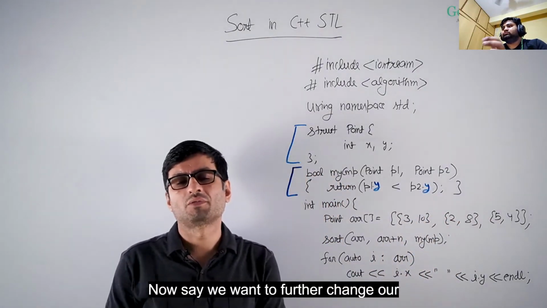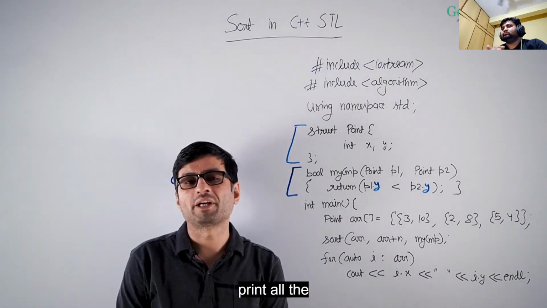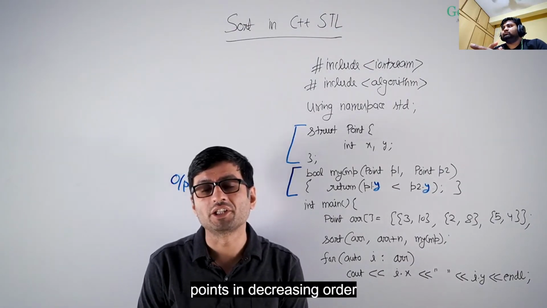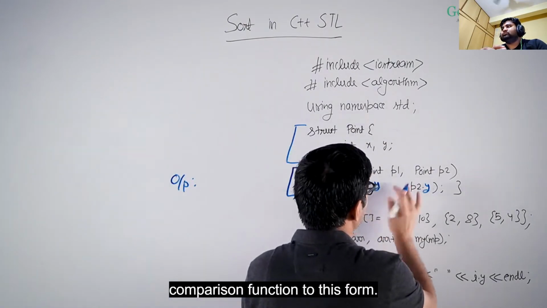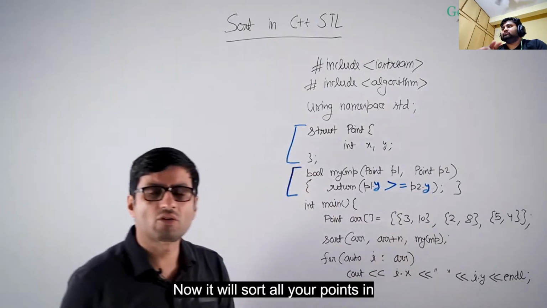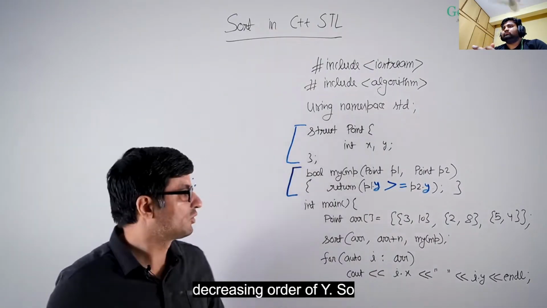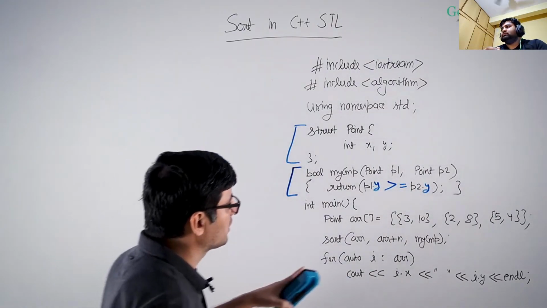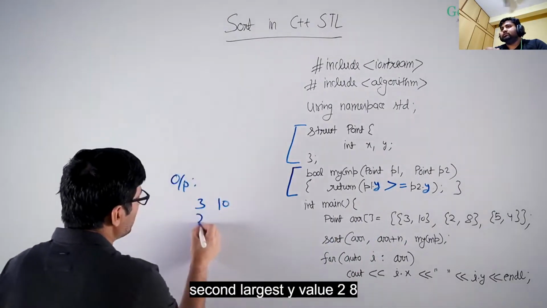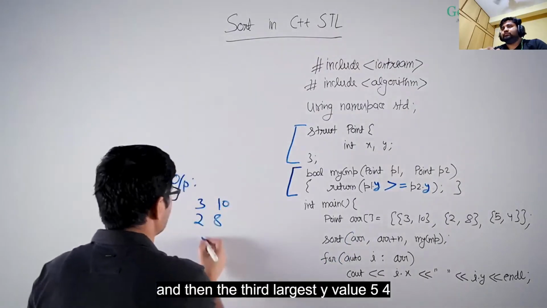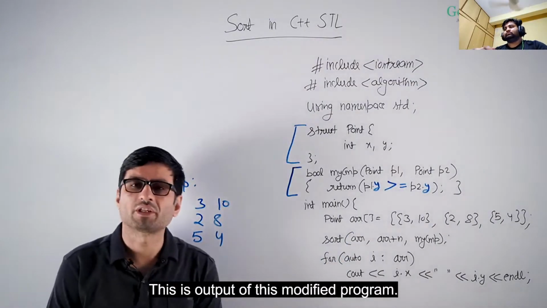Now say we want to further change our program. We want to print all the points in decreasing order of y value. So what changes will you make? You will change your comparison function to this form. Now it will sort all your points in decreasing order of y. So what will be your new output? Your output is going to be 310, the largest y value, then the second largest y value 28, and then the third largest y value 54. This is the output of this modified program.